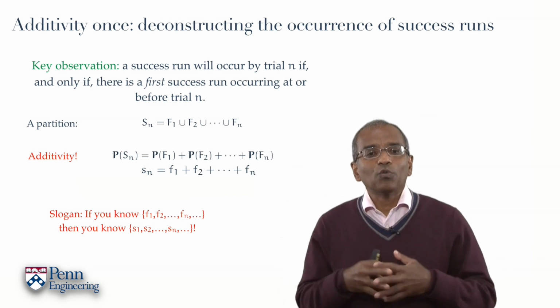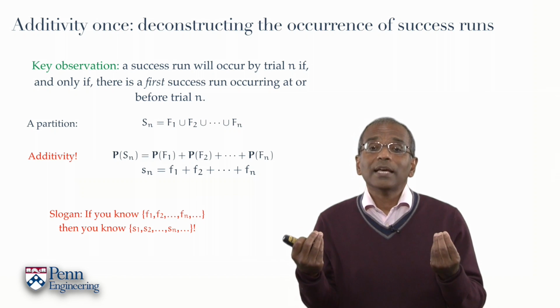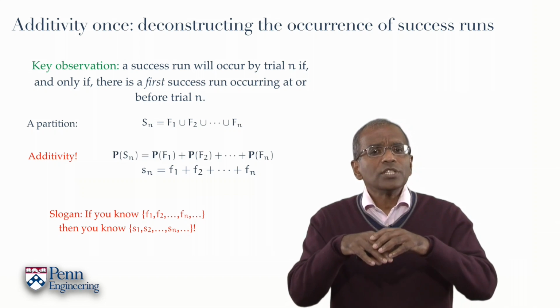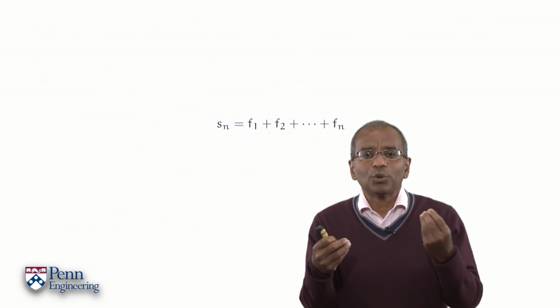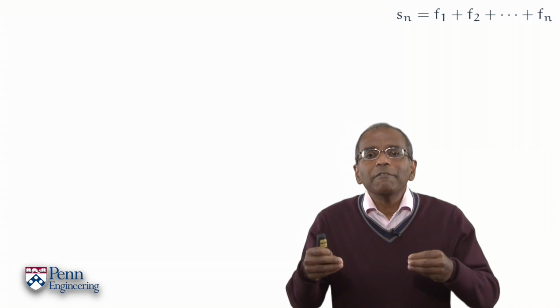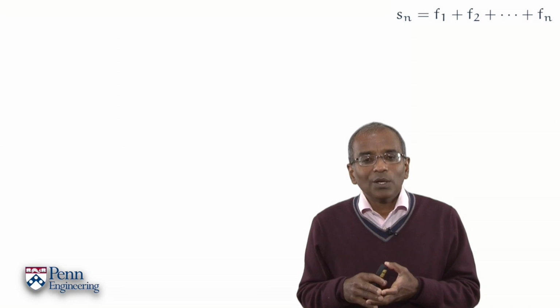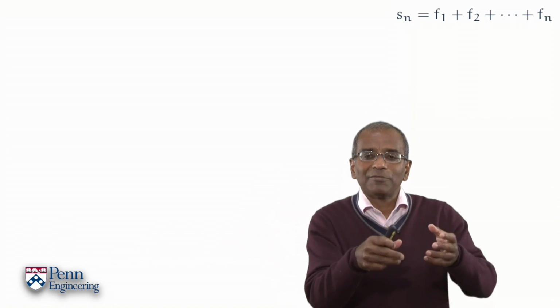So let's take stock of where we are. We are interested in the probabilities S_n that there is a success run of length 5 at or before the nth trial. And we've just decomposed it beautifully into a sum of probabilities f_1 through f_n, where the f's represent the probabilities of a first success run occurring at a certain point. And the question now emerges: we've moved the problem from computing S's to computing f's. How does one compute the f's?